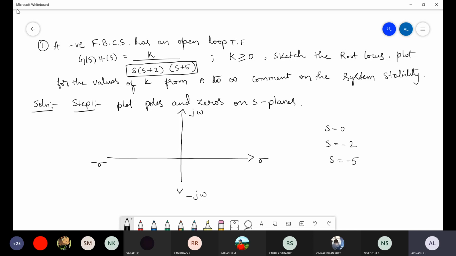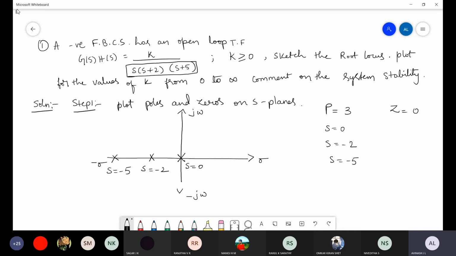That means zeros are none. So I can say that the number of poles is 3 and the number of zeros is 0. Clear? Now I will mark it approximately. 0 means the center point, so S equal to 0. Approximately I will make S equal to -2, and -5 is somewhere here, so I can make it S equal to -5.